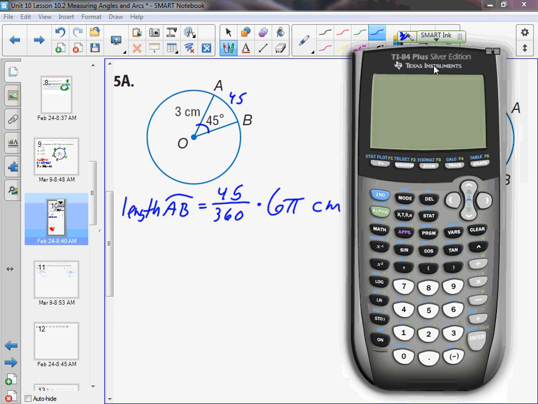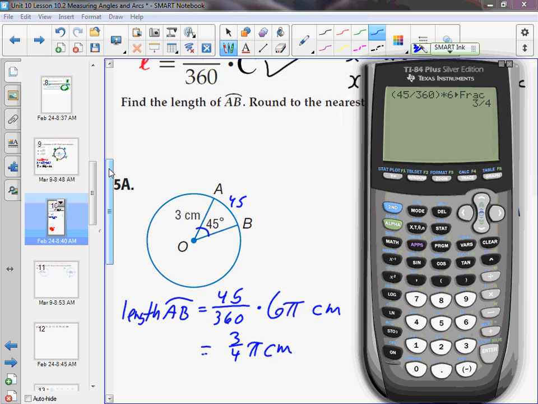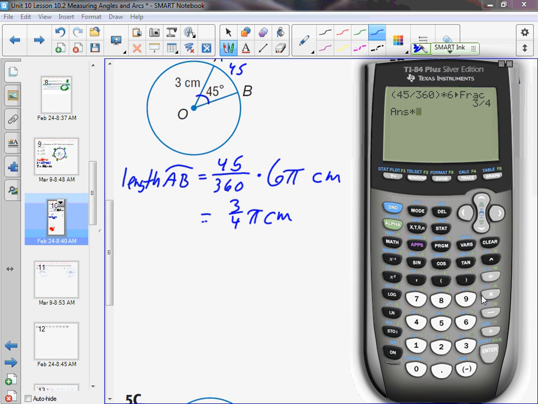Now, if you have a calculator that would do this, we can get the exact answer in one big step. Watch me. Parentheses, 45 divided by 360, close the parentheses, times 6, math, fraction, enter. Oh, it's 3/4. So that's 3/4 pi centimeters. Okay? But the directions, I covered them up here, tell us to round to the nearest hundredth. So I take the 3/4 times pi, and I get 2.36 centimeters to the nearest hundredth. You with me?